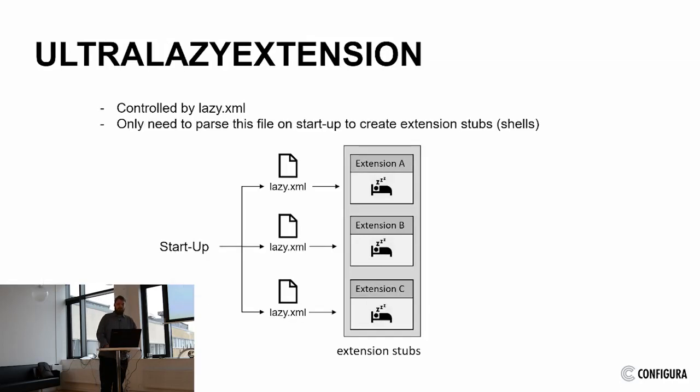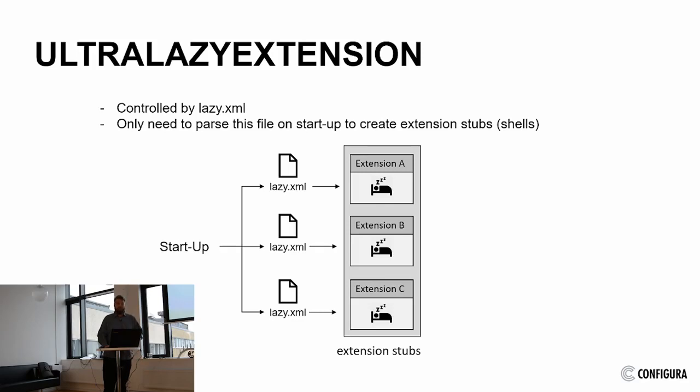And this is what has been made. Also pretty simple, but we have the ultra lazy extension, which is controlled by a lazy.xml. So at startup, we go through the extensions and retrieve their lazy.xml. We parse them in order to create an extension stub, which is a fairly speedy operation, and it has to be done anyway. So we just do it for all of them, but no init code has been run at this state.